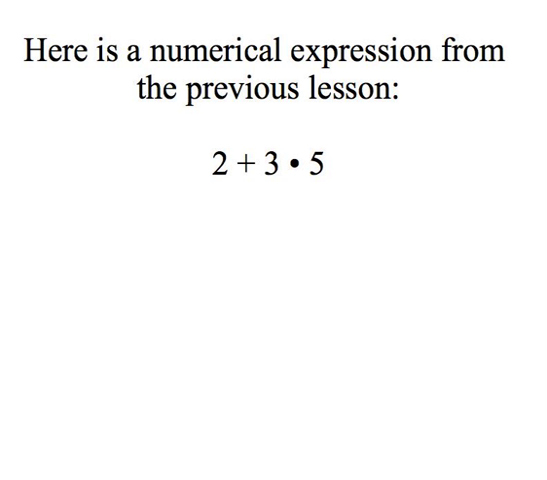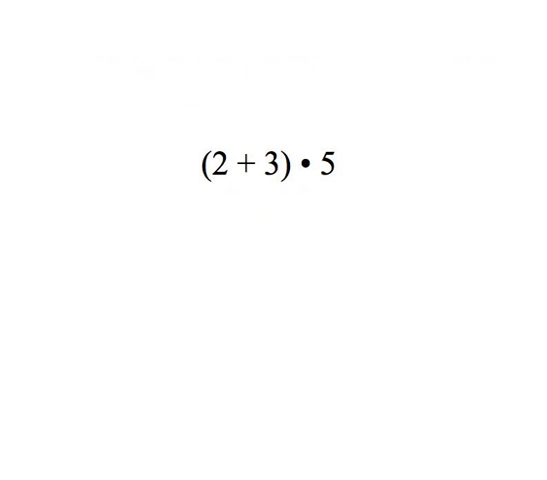It has addition and multiplication, but of course we know that multiplication goes first, so 3 times 5 is 15, and then we add 2 to get 17. If we wanted to do the addition first, we'd add grouping symbols, because the rules state that you simplify the expressions within the grouping symbols before you do the 4 operations: add, subtract, multiply, and divide. So in this case, we do the addition first to get 5, and then 5 times 5 is 25.